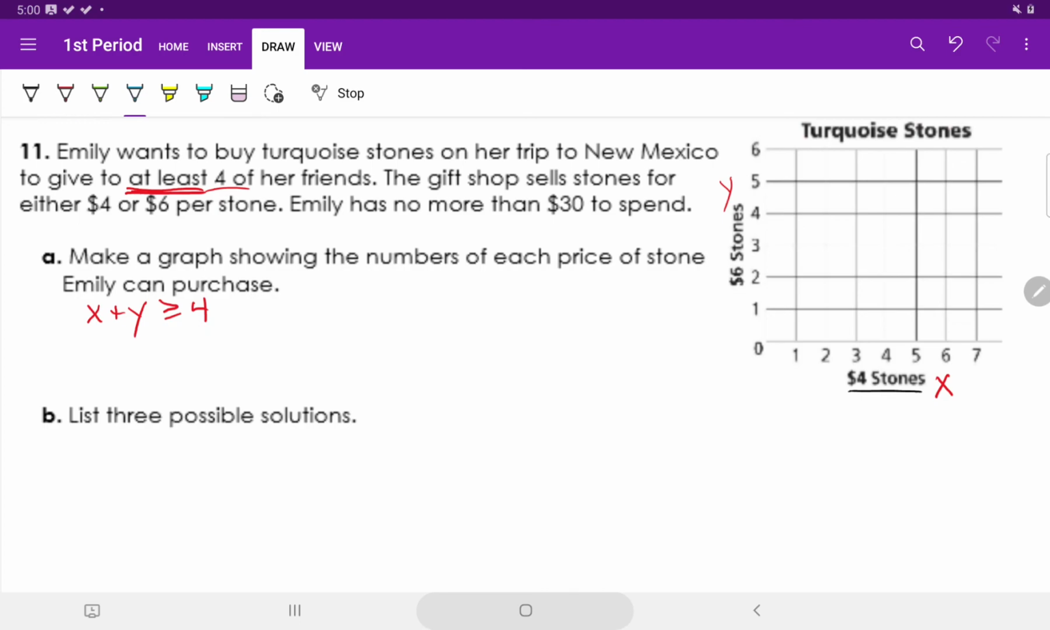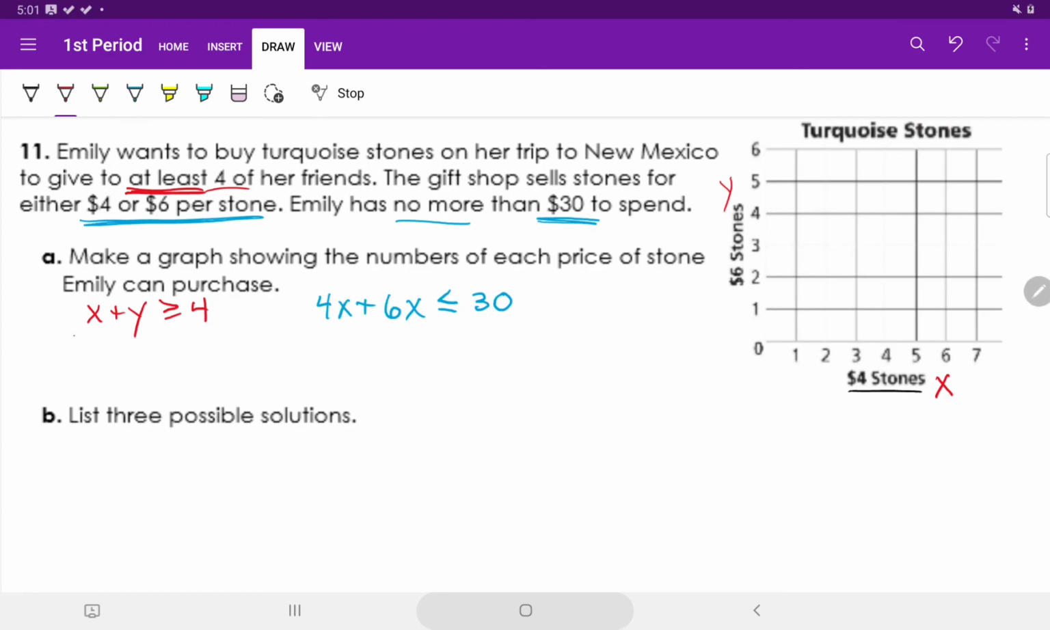The next piece of information we got from the problem is that the different prices, when we add all that together, it cannot total more than 30, so no more than 30. So we would write that like this: $4 times the number of those stones she buys, plus $6 times the number of stones she buys at that price, can be no more than, so less than or equal to, $30. These are our two equations, but if we want to graph them on this coordinate plane, we're going to need to rewrite these in slope-intercept form.